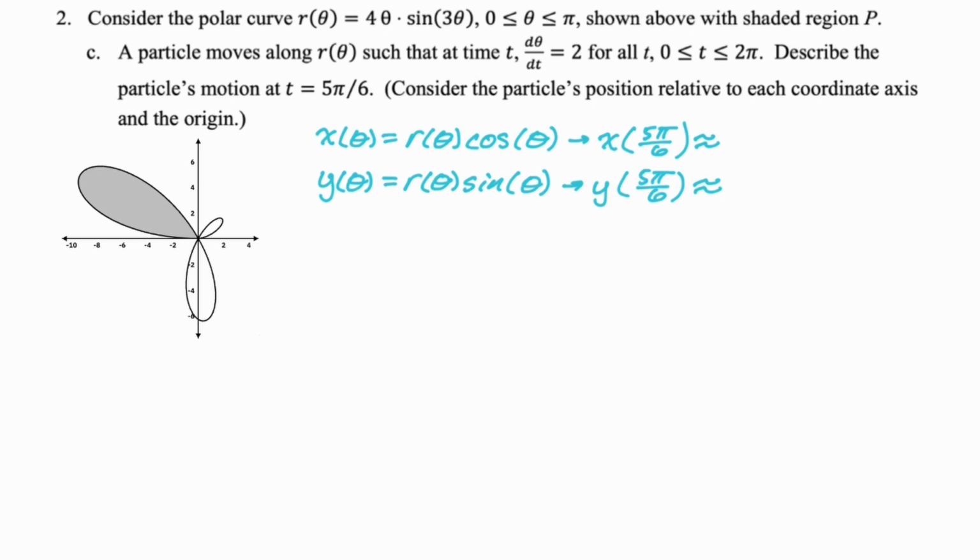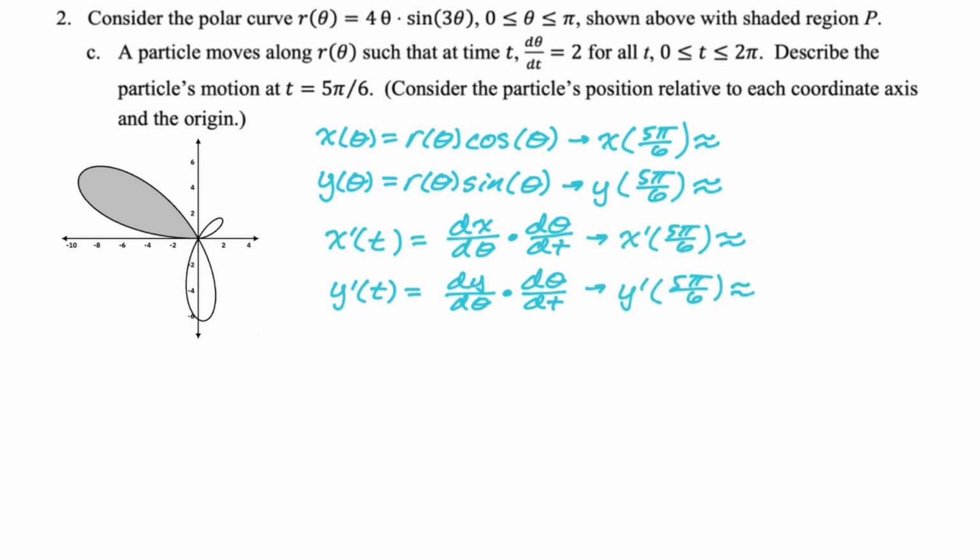X prime of t, we need to use the chain rule on. So x prime of t is going to be dx d theta times d theta dt. On the AP exam, they like to ask these sort of related rates type questions about this stuff. Y is going to be the same thing. So just keep that in mind, right? X is by itself a function of theta, but we're looking for dx dt, not dx d theta. So we're going to have to work that out. So we get both of these. And then, of course, we'll have to evaluate those at 5 pi over 6.